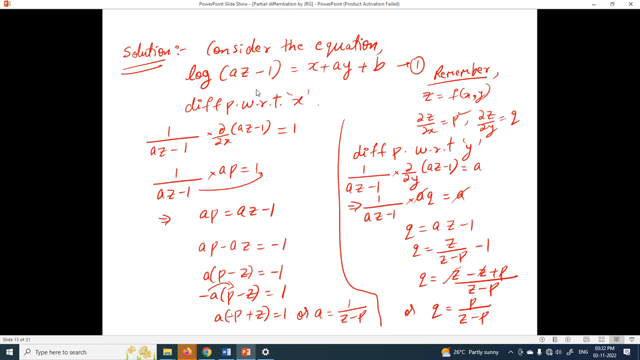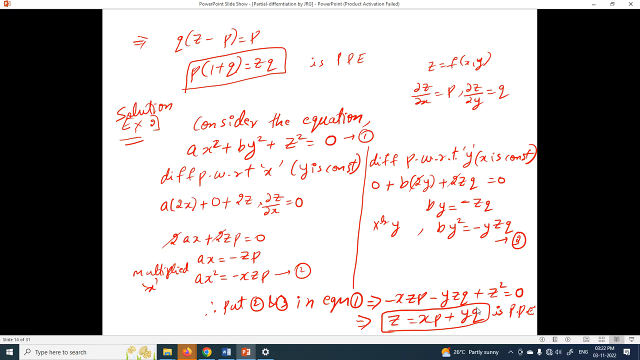So here we have considered the equation, differentiated with respect to x, and we have calculated a is equal to 1 upon z minus b. Once again I have differentiated with respect to y and substituted a is equal to 1 upon z minus b. I have calculated q is equal to p divided by z minus b, where the PDE is formed as p times 1 plus q is equal to zq, where z is a function of x comma y, dou z upon dou x is equal to p, and dou z upon dou y is equal to q.